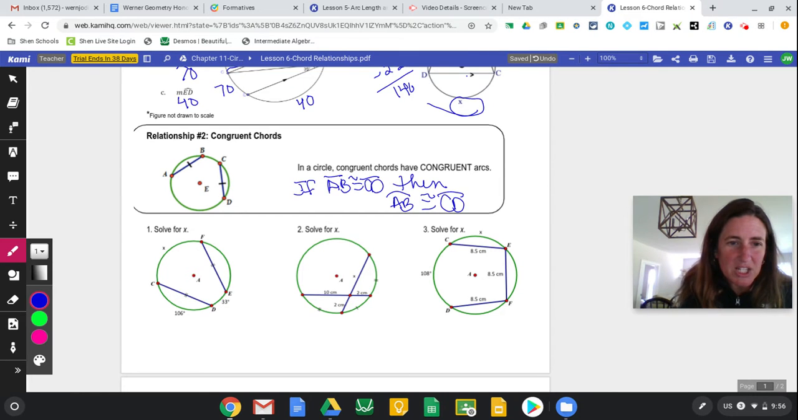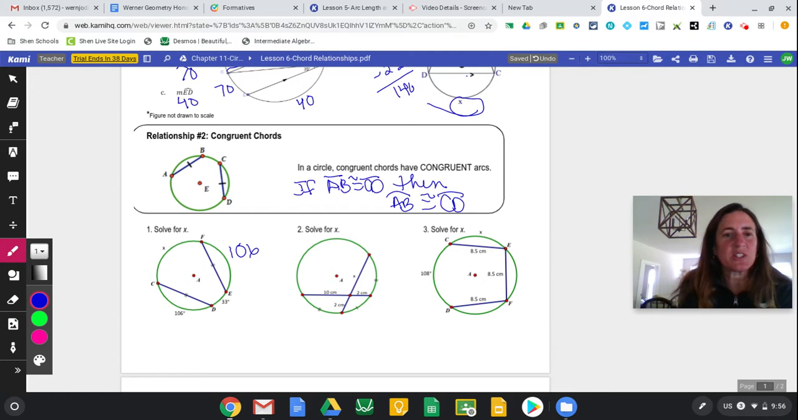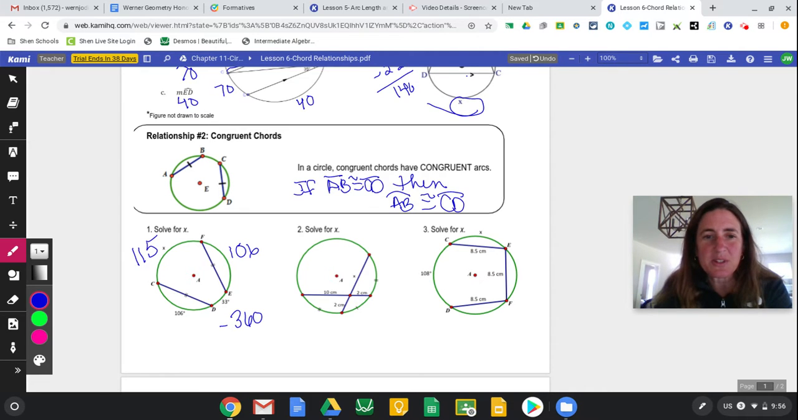Okay, so in this picture, I see these two chords are marked congruent. So if this is 106 for the arc, so is this 106 for the arc. So now I can just add up all those arcs in the circle, subtract them from 360, and I end up getting 115 over here for that nice arc that I was looking for.